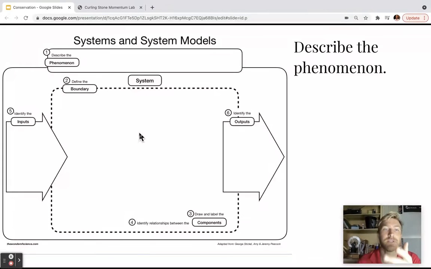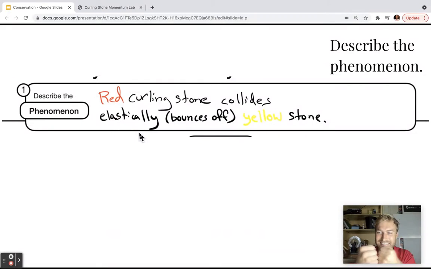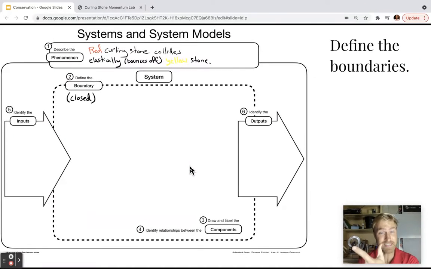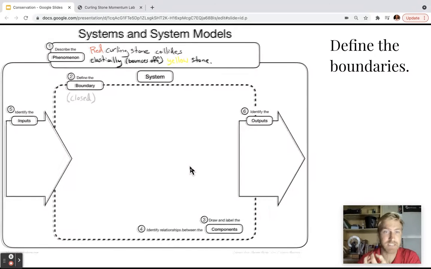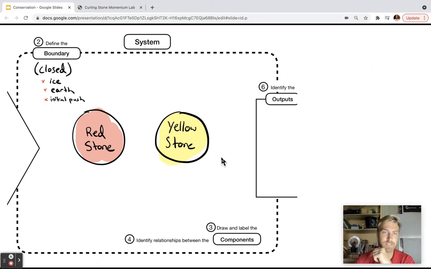The first thing we want to do is describe the phenomenon, and it's just that the red curling stone collides elastically. That just means they bounce off one another with the yellow stone. The next thing we want to do is define the boundaries. Now, this boundary is a closed system. What that means is that we're not going to consider the ice scraping on the stone. We're not going to think about the earth pulling on the stone or the initial push. Our system happens right in the moment where the red is starting to move towards the yellow stone, and then they connect, and then that's when our system ends. So that's our boundary. It's a closed system.